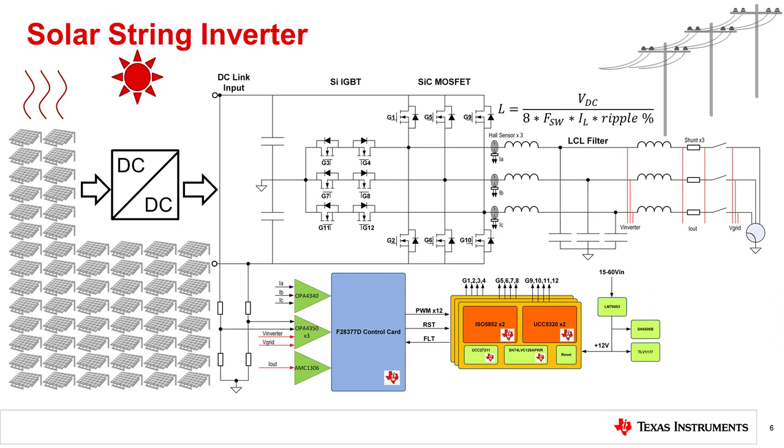IGBTs and silicon carbide MOSFETs have unique requirements for gate drive voltage, negative bias at turnoff, and overcurrent protection. Isolated drivers today are designed with features to accommodate these drive requirements.